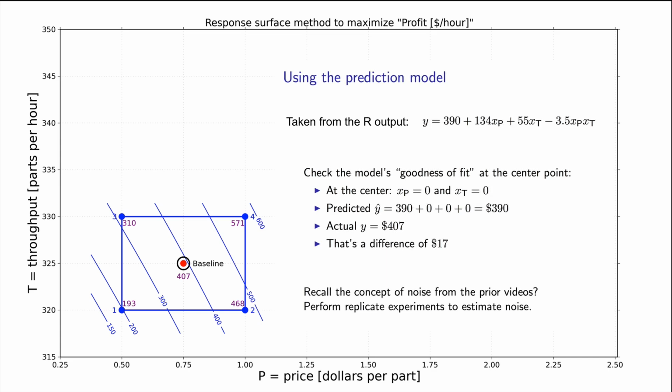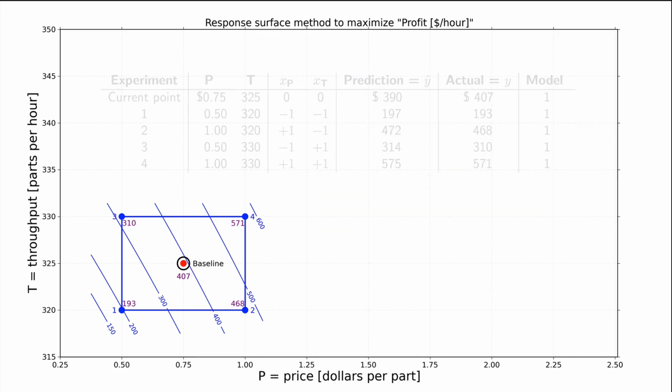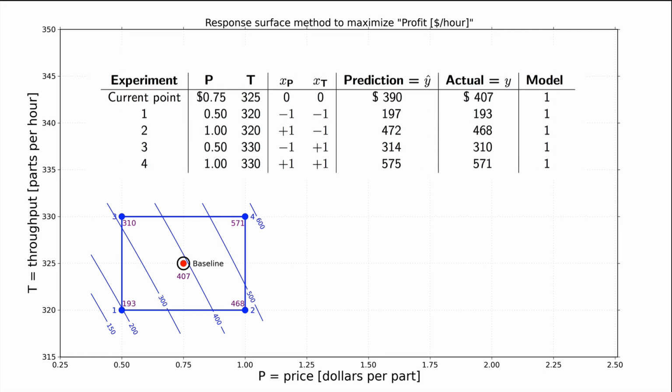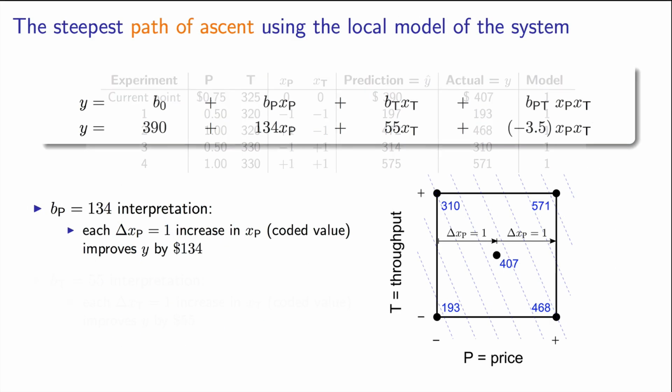I'm going to ask you to remember that number. If we have time and money, we should repeat several experiments at the baseline to get an idea of the reproducibility or noise in the system. Now pause the video and use the model to predict the values of the 4 corner points in the factorial. You should see that there's a prediction error of about $4 to $5. We will come back to all these points again, but for now, let's go climb that mountain.